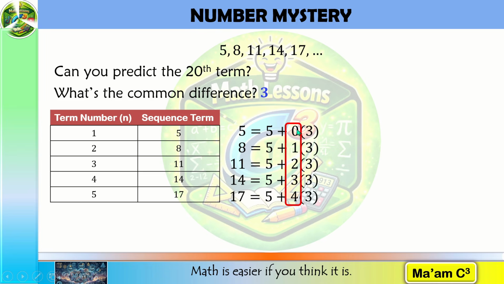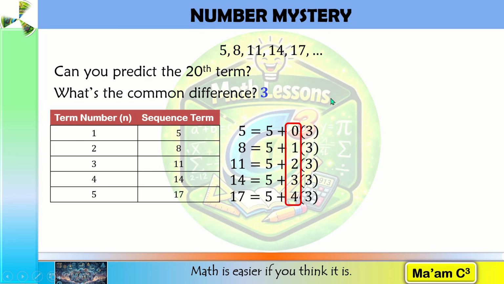Now, compare the multiplier of 3 to the term number. For term number 1, the multiplier is 0. For term number 2, the multiplier is 1. For term number 3, the multiplier is 2. For term number 4, the multiplier is 3. And for term number 5, the multiplier is 4. What do you notice? The multiplier is always 1 less than the term number. So if the term number is 5, 5 minus 1, the multiplier is 4. If the term number is 4, 4 minus 1, the multiplier is 3.